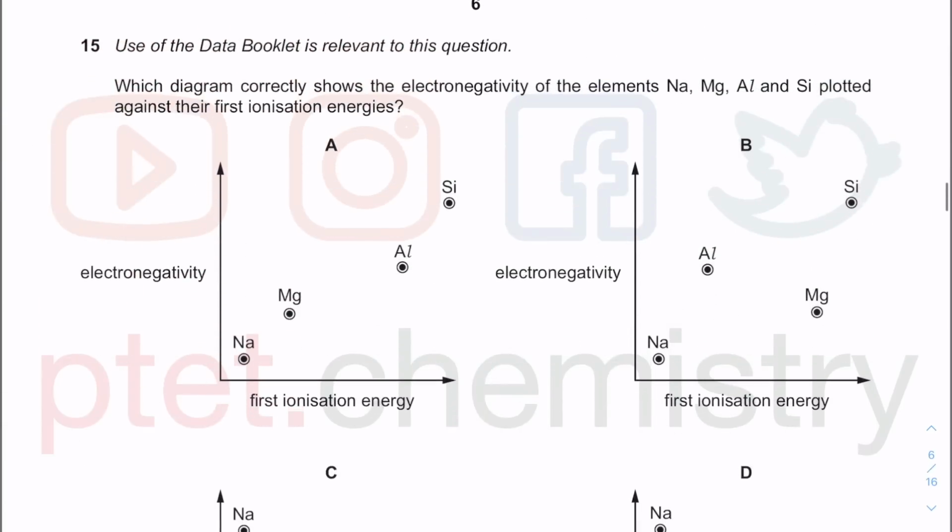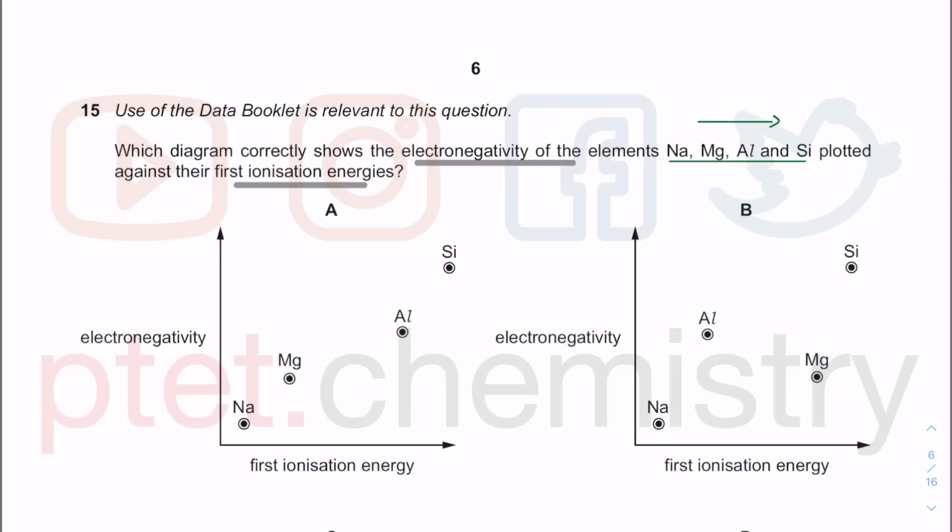Okay. Question 15. So we have a funny graph here. This is electronegativity against first ionization energy. So in terms of the electronegativity of the elements, sodium, magnesium, aluminum, silicon, we know that across a period, the electronegativity will increase. Fluorine is the most electronegative, which means everything to the left of fluorine has decreasing electronegativity that way, but we're going from left to right, so electronegativity will increase that way. So therefore, silicon has the highest electronegativity, sodium the lowest.